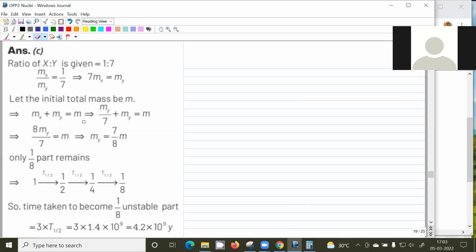Let's say the initial mass be m, and at time t, mx by my is 1/7. So using these two relations, I can find mx and my. So my at time t is 7/8, so mx is 1/8. So mx has become 1/8. Okay, he has given an alternate method.